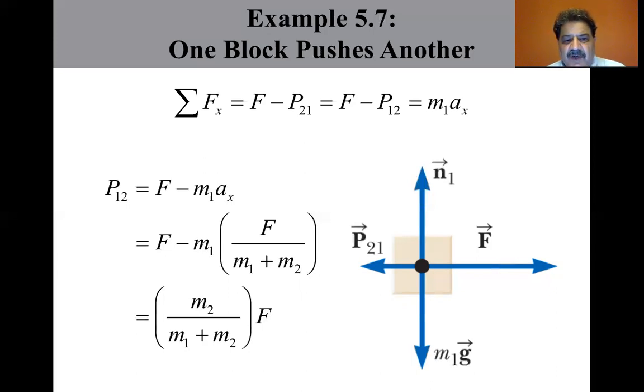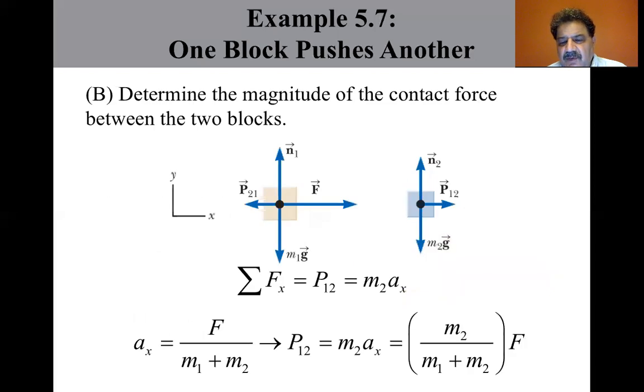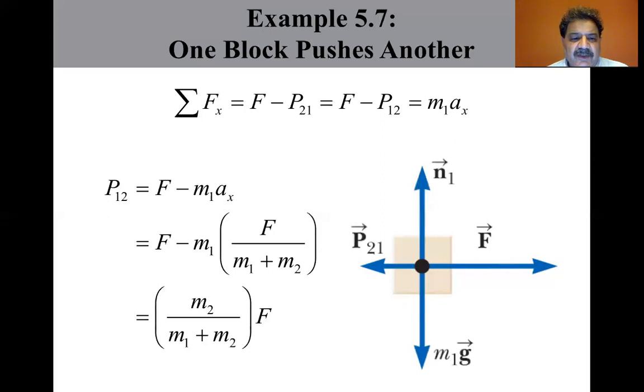So our results agree. M2 divided by M1 plus M2 times F, and we get the same thing here, M2 over M1 plus M2 times F.